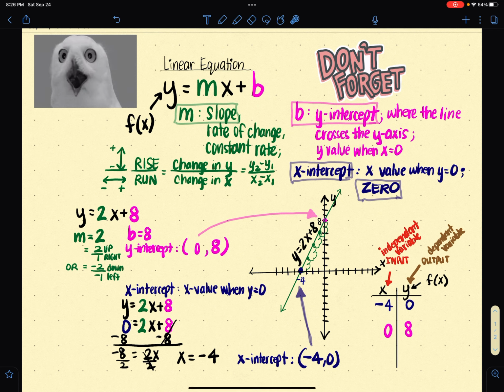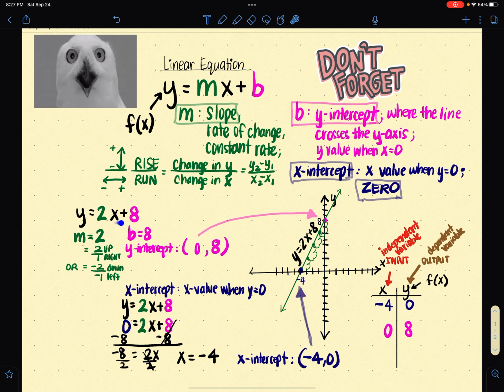Now, just a quick review on slope. Just like there's multiple vocabulary words for slope, like rate of change and constant rate, there's many ways to see how to find the slope. Generally, slope is the rise over run, or the change in y over the change in x. Some formulas are y2 minus y1 over x2 minus x1, but usually I try not to memorize this. I just subtract the y's over subtract the x's.